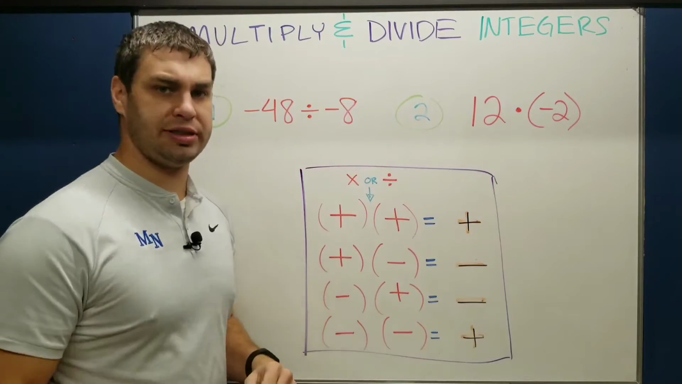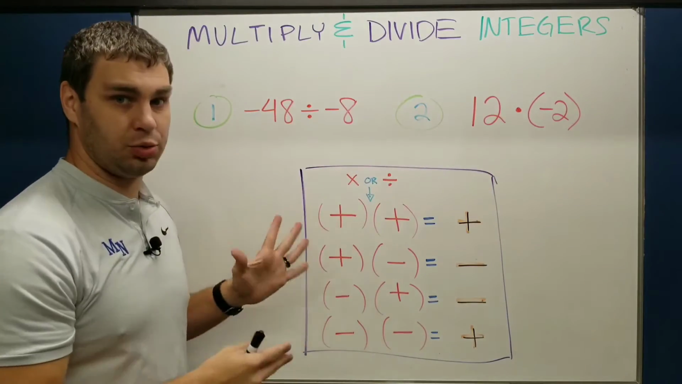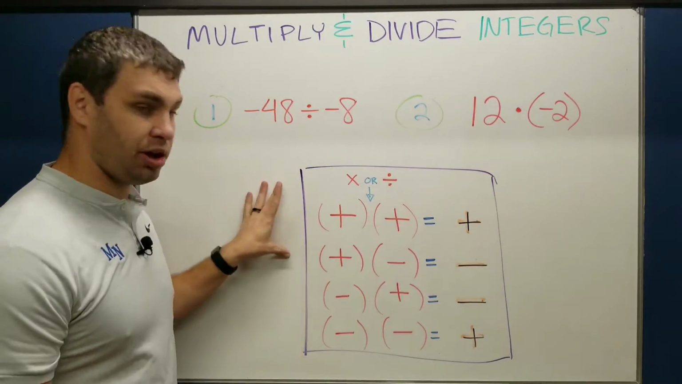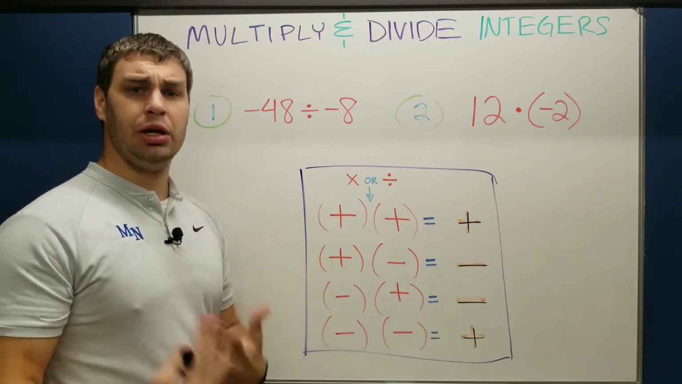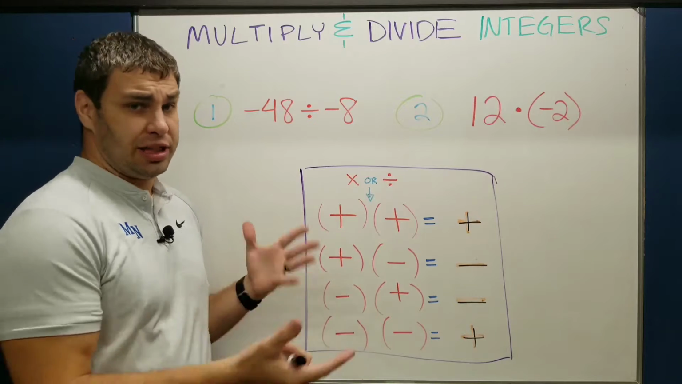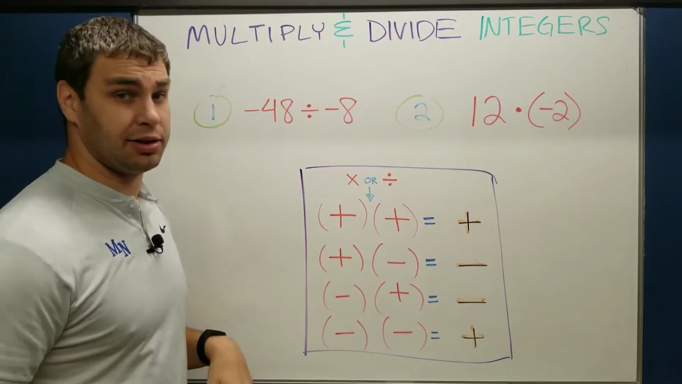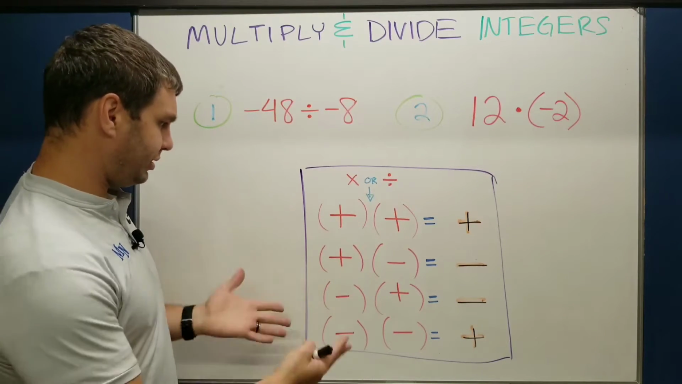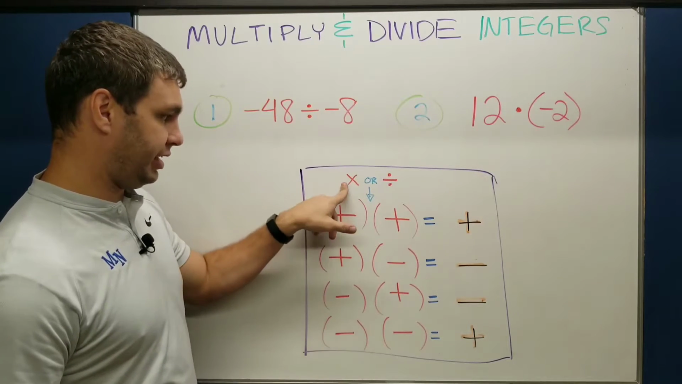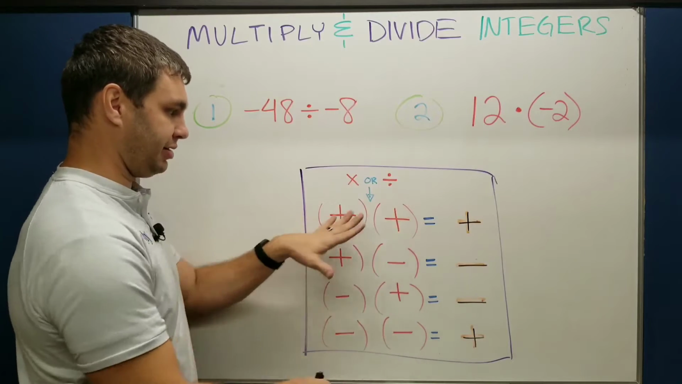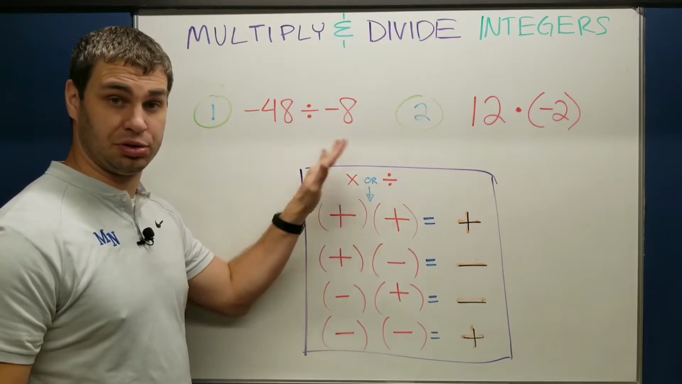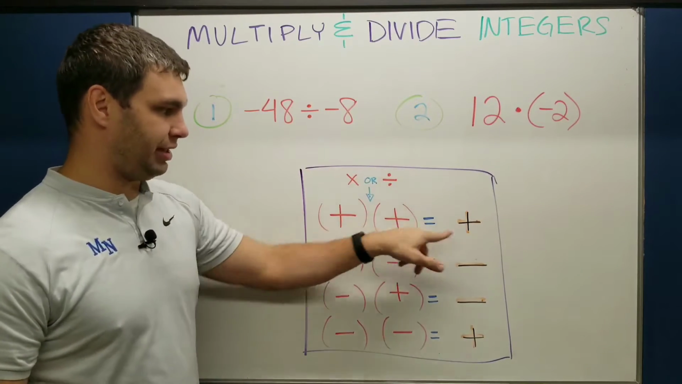All right, so a little trick to help you when you are multiplying or dividing with these integers is this chart, okay? This chart is gonna help you decipher whether your answer is gonna be positive or negative. And then you just have to do the multiplication or division after that to figure out the correct answer, okay? So what is this saying? This is saying if you have a positive times a positive, you're going to get a positive, or a positive divided by a positive. It doesn't matter what the operation is, multiplication or division. If you have two positives, your answer is a positive.